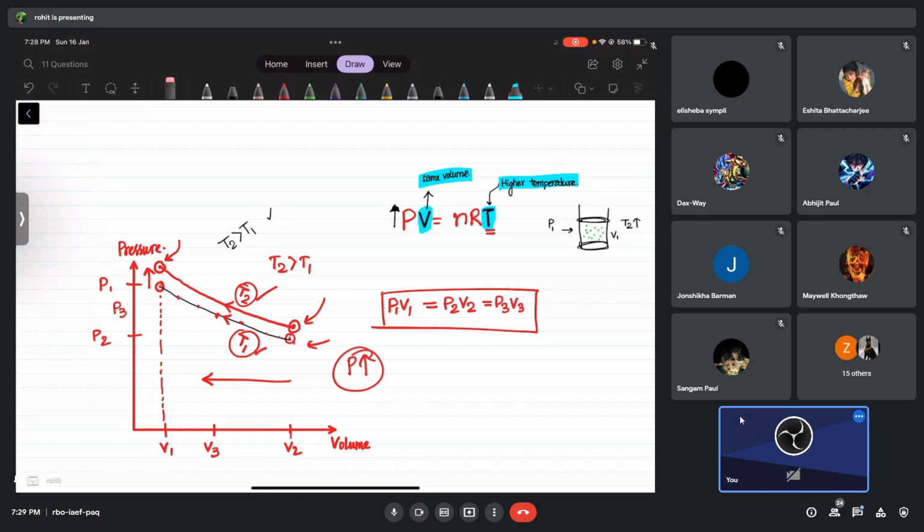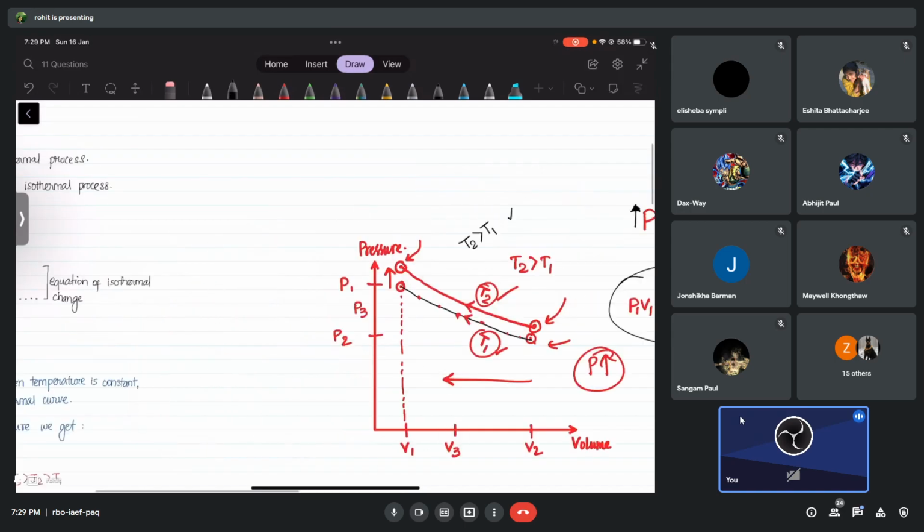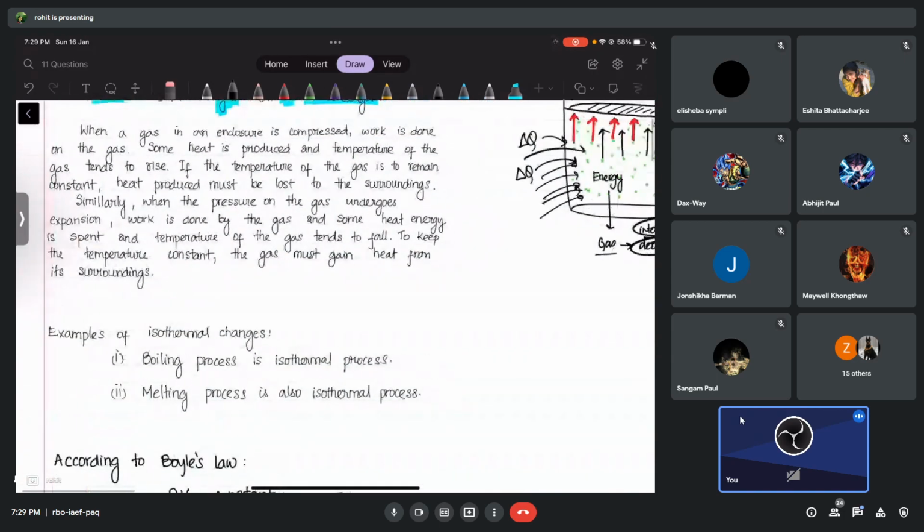And one more thing, you can always use this equation for your isothermal. Example, I can quickly come and give it to you. The example is this.